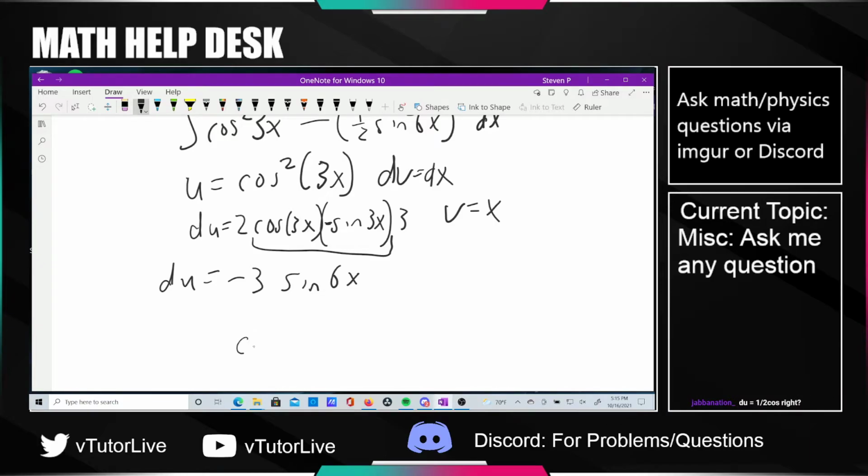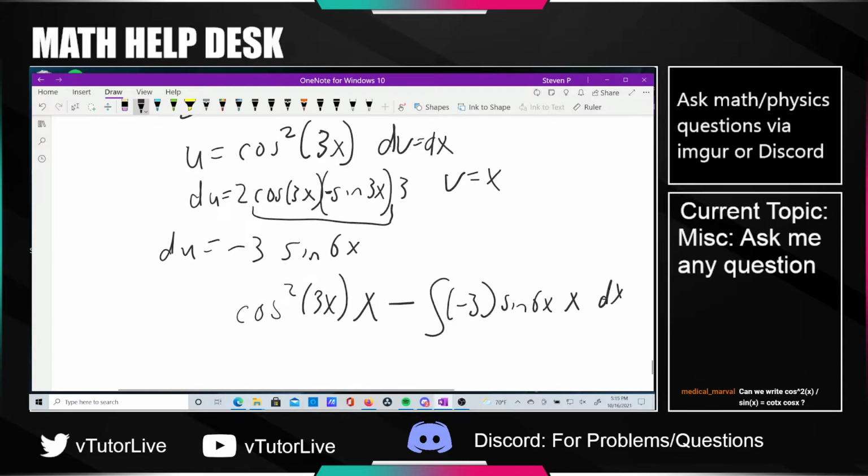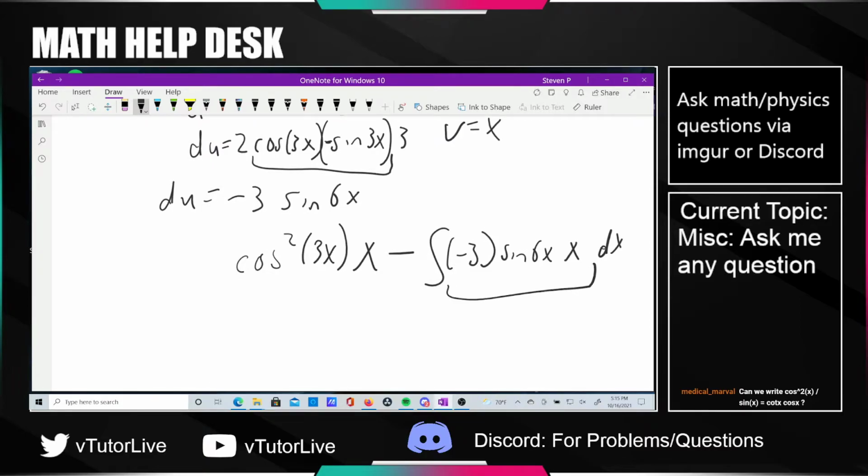So then what does this turn into? Okay, uv is just cosine squared of 3x times x minus the integral of, what is this, -3 sine of 6x times x. And at this point, just remember from the initial part of the session, this is just some simple integration by parts at this point.